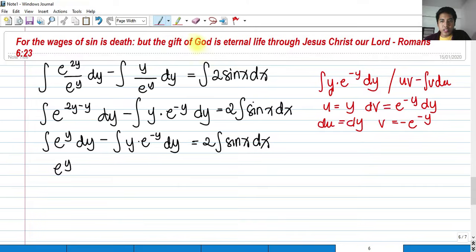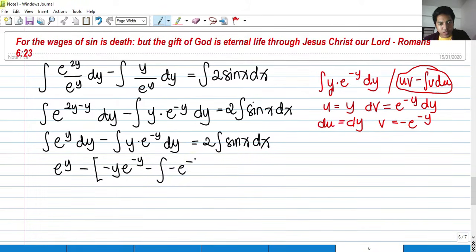And then, we can proceed now with the formula uv minus the integral of v du to solve this integral. So, we'll be having minus u times v, so that is negative y e raised to negative y if we multiply u and v, minus the integral of v, which is negative e raised to negative y, and the du here is equivalent to dy.